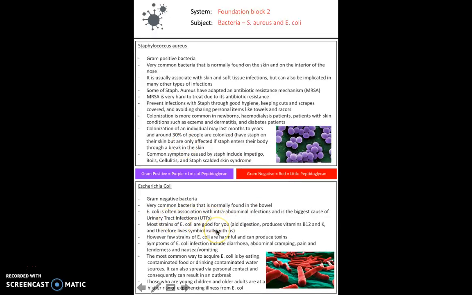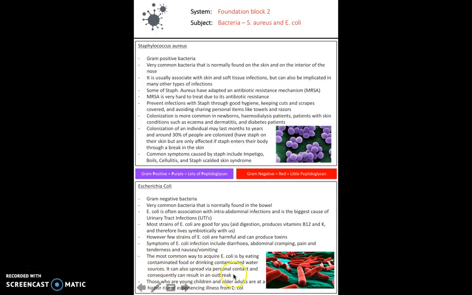Most strains of E. coli are actually good for you, and they help us with digestion, and they help us produce vitamin B12 and K, and therefore they live symbiotically with us. However, a few strains of E. coli are very harmful and can produce toxins, which make us very poorly. The symptoms of these infections include diarrhea, abdominal cramping, pain and tenderness, and nausea and vomiting.